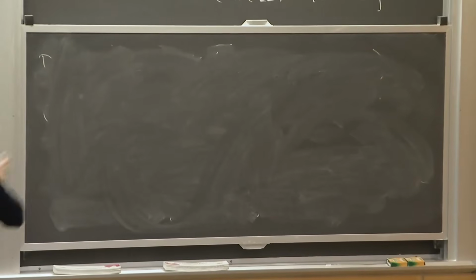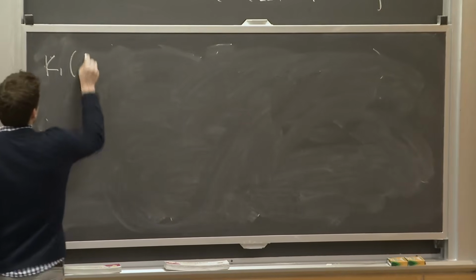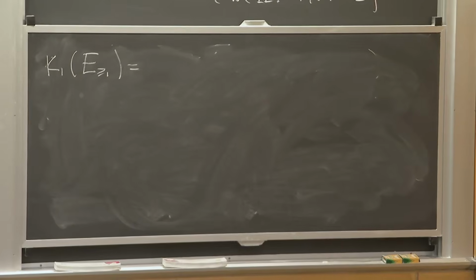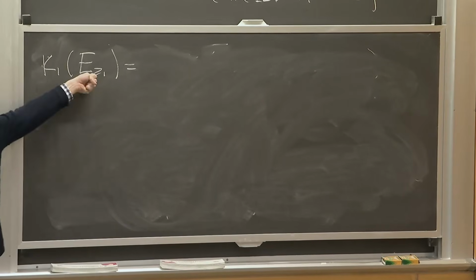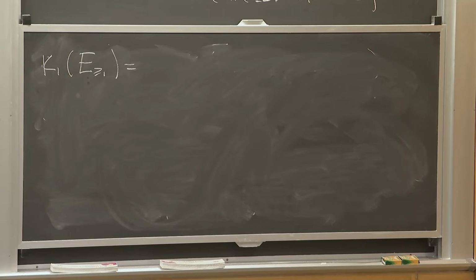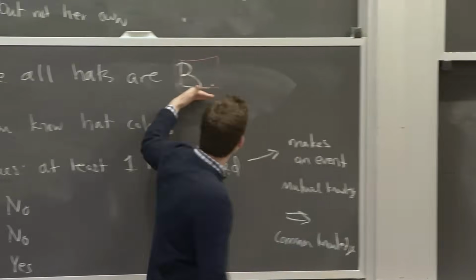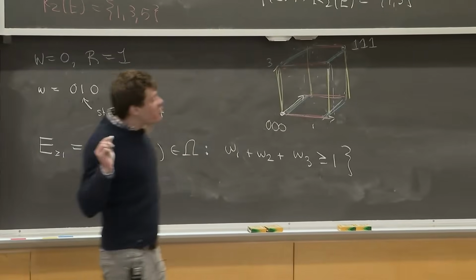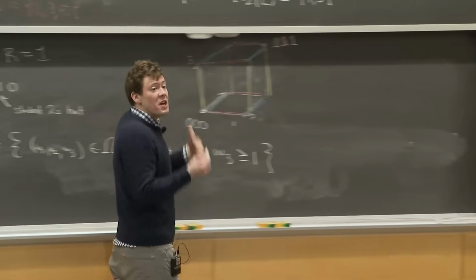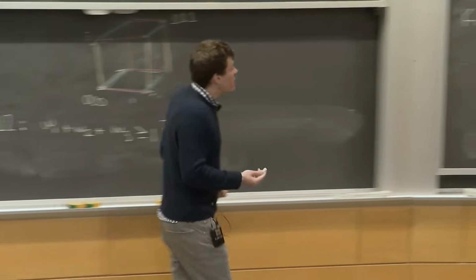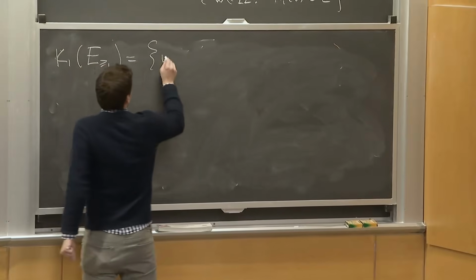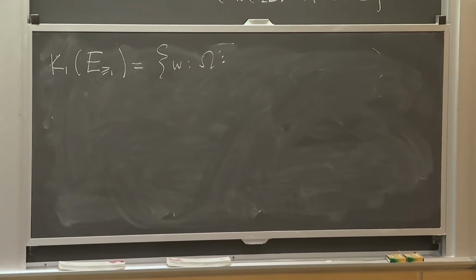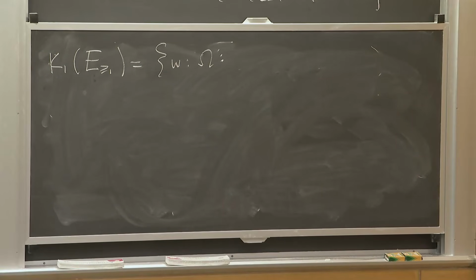So now let's ask, what is K1 of E greater than or equal to 1? So this is, in which states does player 1 know that at least one player's hat is red? I want to be clear here. Over here, I was talking about the true state being red, red, red. But for these statements about knowledge, they don't depend on what the true state is. These are just statements about in which state something is known. They don't depend on the realized state. So what is this going to be? It's omega in Omega such that what? Yeah? Omega 2 plus omega 3 is greater than or equal to 1.